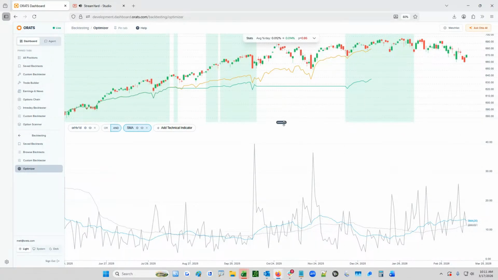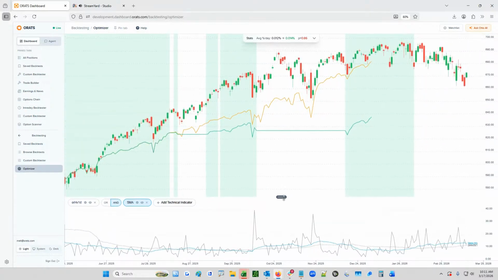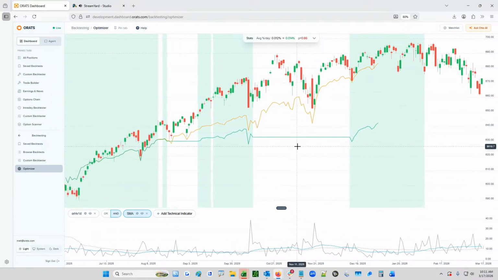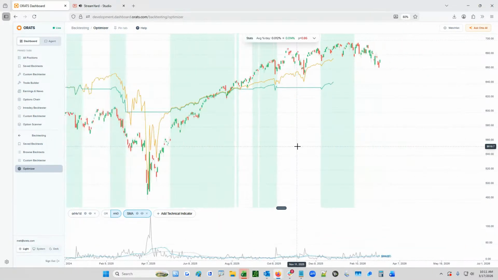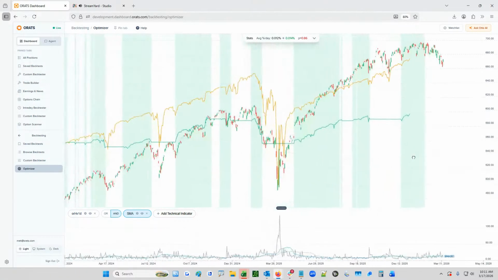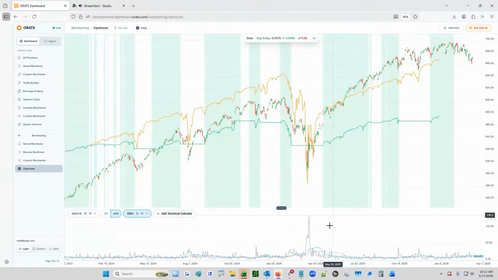Yeah. All right. So let's look at whether we like this indicator. Let's zoom back out and look at some of the other times. So here's the tariff tantrum, or whatever we're calling this.